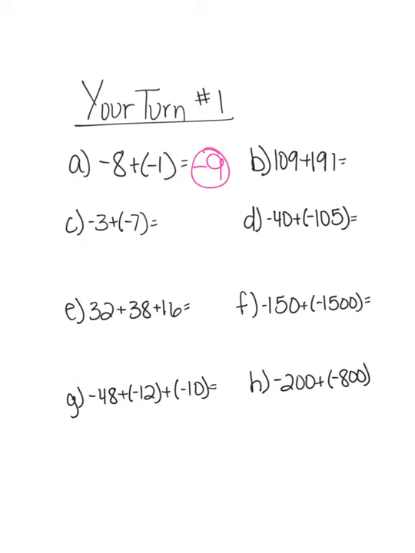B, we have 109 plus 191. We have 2 positive integers here, therefore the sum is also positive. And 109 plus 191 is 300.